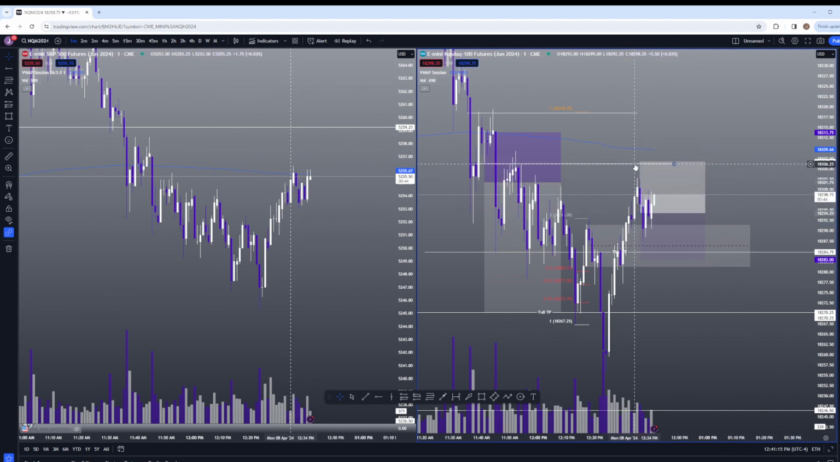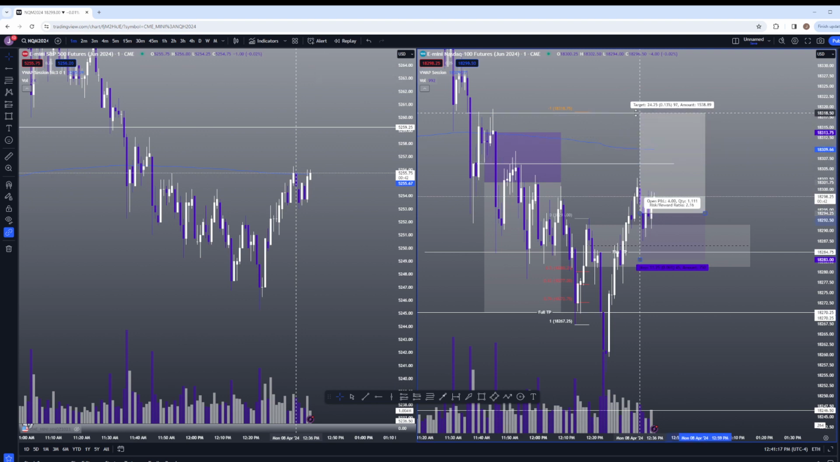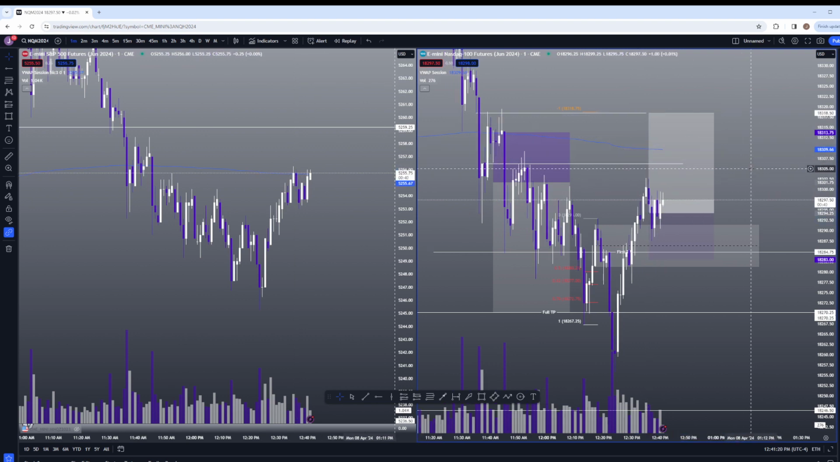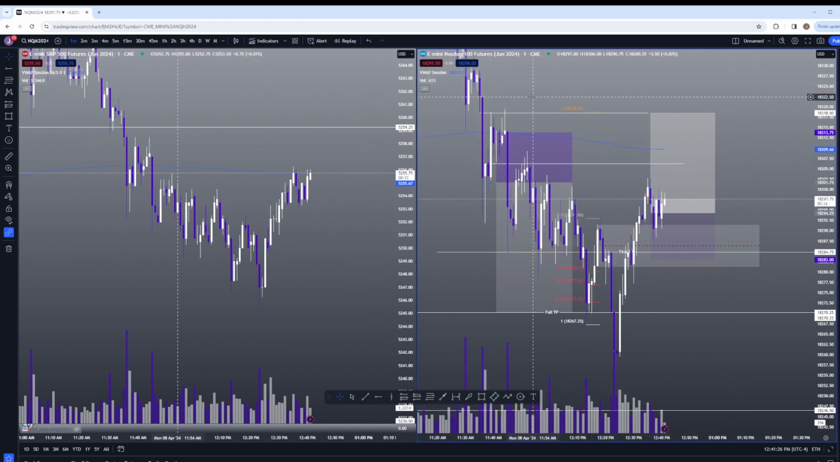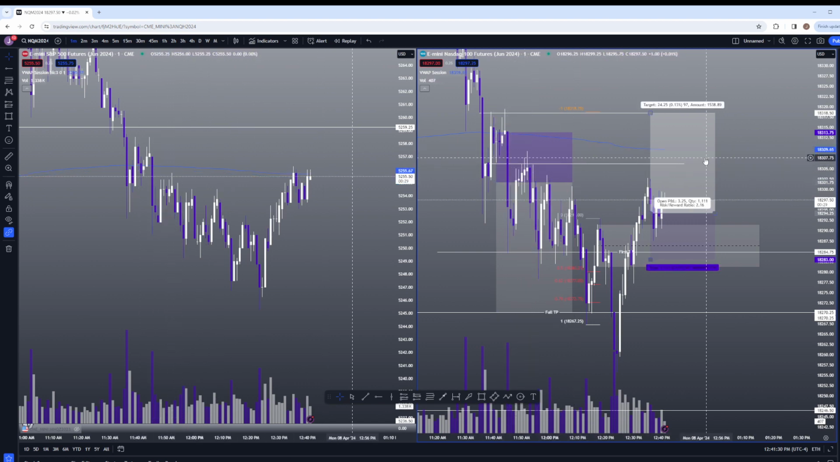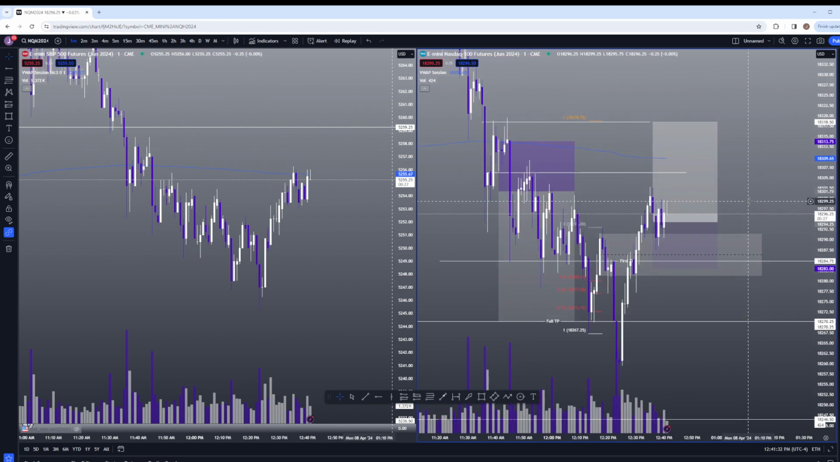We got to see a pump up here. And if we didn't have VWAP up here, I'd probably hold my first TP a little higher. But we do have this fair value gap here, and we do have this high. So this is a good level probably to take some profit.